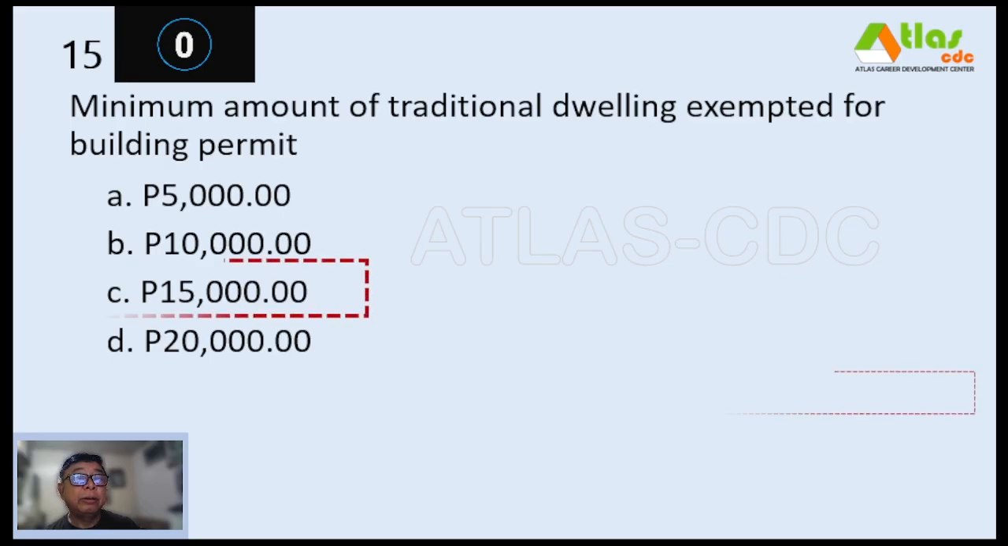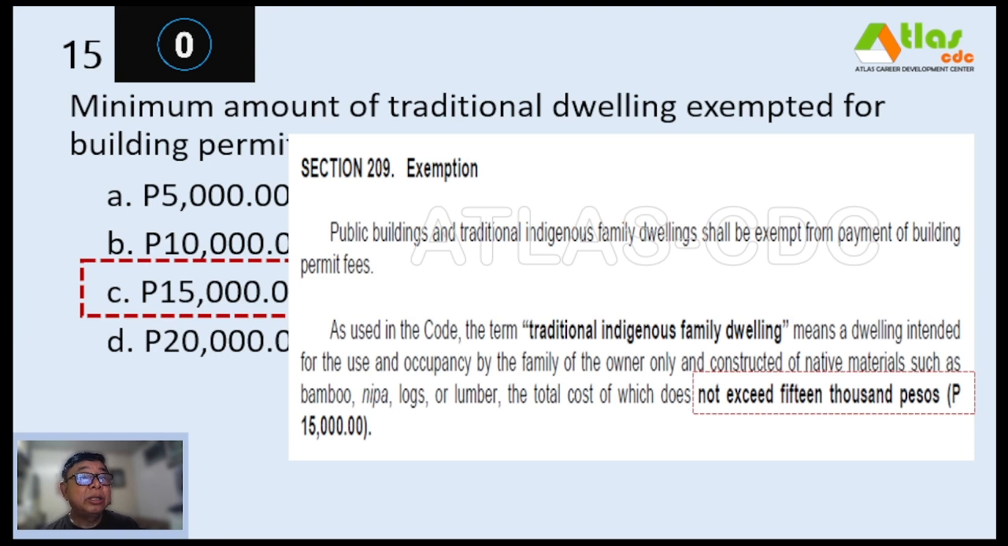And our correct answer is letter C, 15,000 pesos. Section 209, exemption according to NBCP. As used in the code, the term traditional indigenous family dwelling means a dwelling intended for the use and occupancy by the family of the owner only and constructed of native materials such as bamboo, nipa, logs, or lumber, the total cost of which does not exceed 15,000 pesos. No? So, yung ganitong klaseng dwellings, traditional as well as public buildings, shall be exempt from payment of building permit fees.